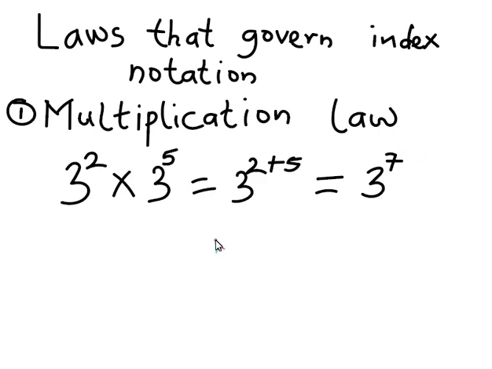So what it means is that when numbers with equal bases are being multiplied, their powers are added. You can see this number is base 3, but different indices. You can see base 3 raised to the power of 2 times 3 raised to the power of 5 gives us 3 raised to the power of 2 plus 5.